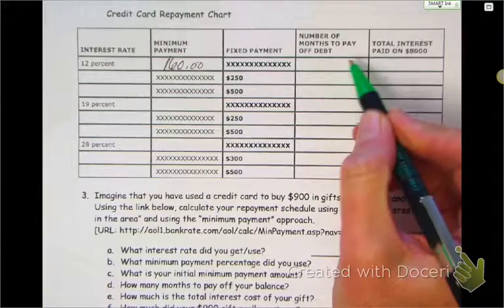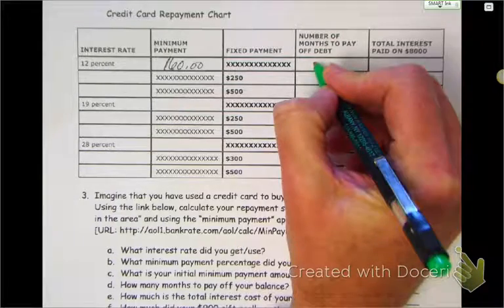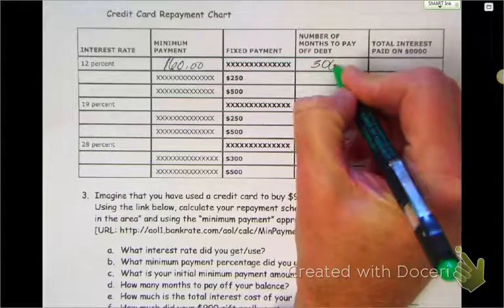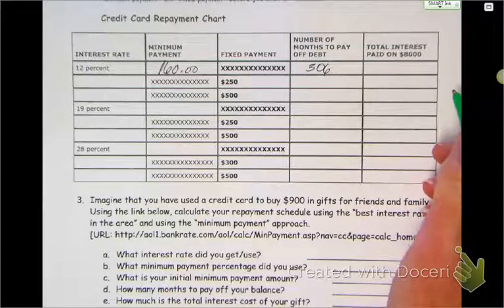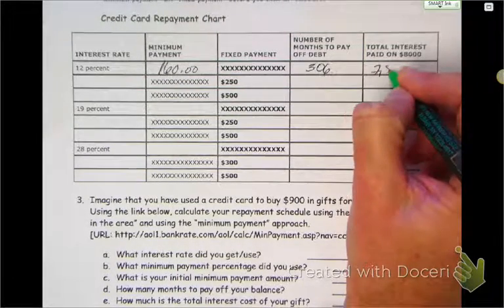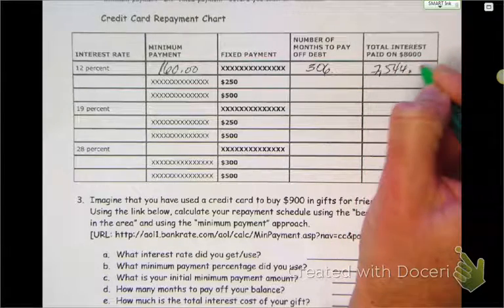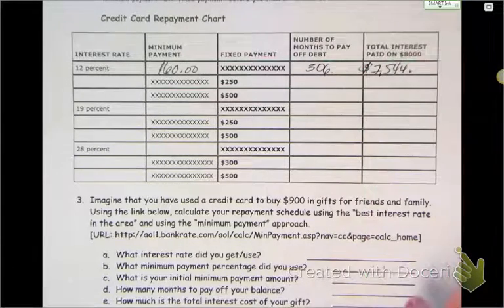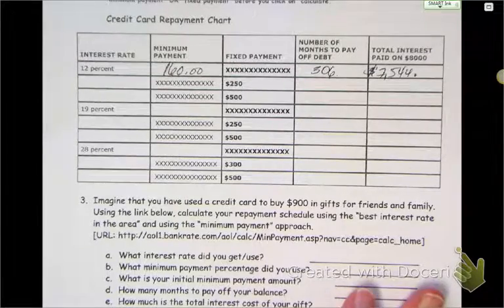What did we say the number of months was? 306 months, yup. And then total interest paid on that. Okay, good. I'm just going to keep it at that for $7,544. So that's $7,544 on top of the $8,000. Okay, so that's just the interest piece.